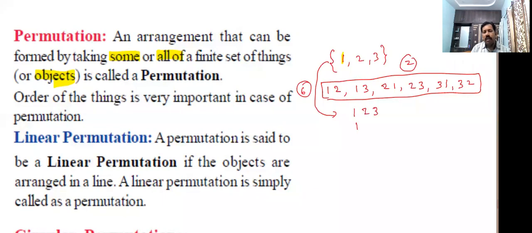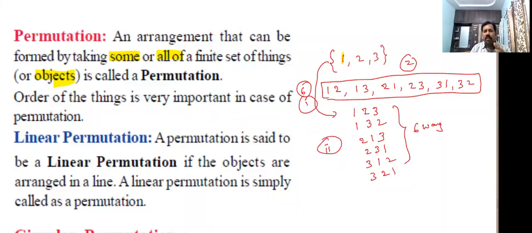123, 132. Starts with 1, you will get 123, 132. Starts with 2, 213, 231. Starts with 3, 312, 321. How many ways possible? 6 ways possible. So, by using three digits, we form three-digit numbers. That means we have used all the digits. But in the first case, we used just some digits, that means two digits. Okay.